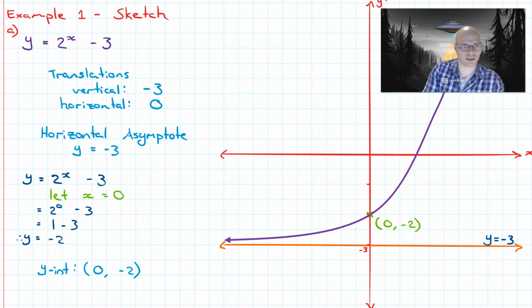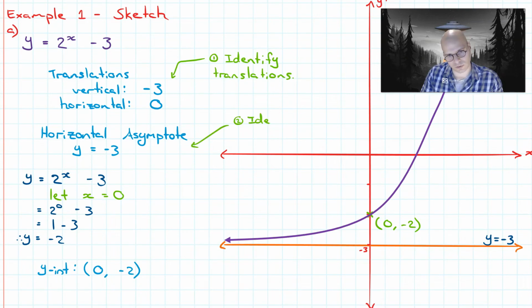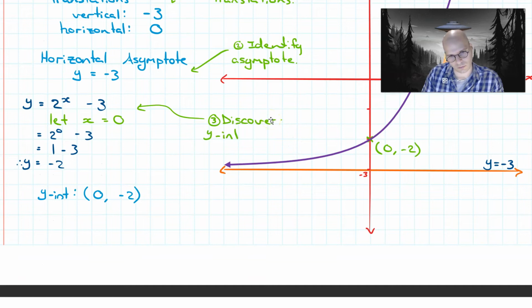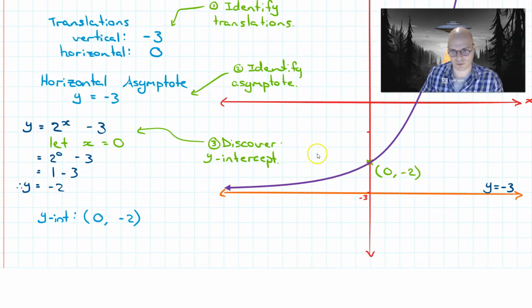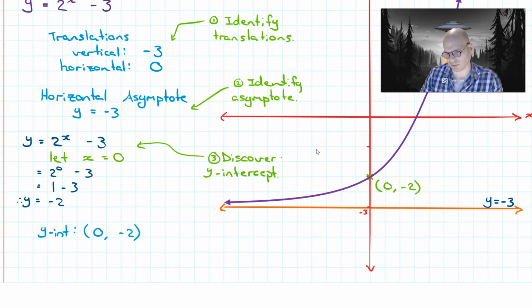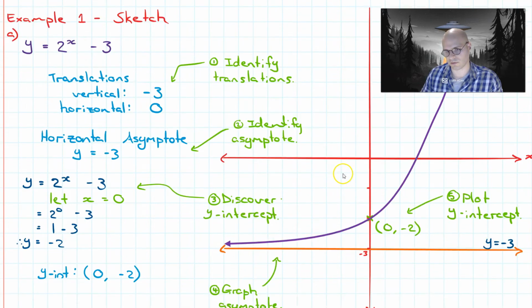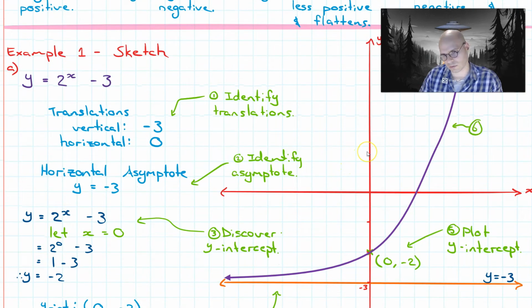So we did this in about 6 steps. First one is we identify our translations. Secondly, we identify the asymptote. Thirdly, we discover the y-intercept. Fourthly, we graph the asymptote, or you could say sketch, but it's basically a graph. Fifthly, we plot the y-intercept. And finally, we match the shape.